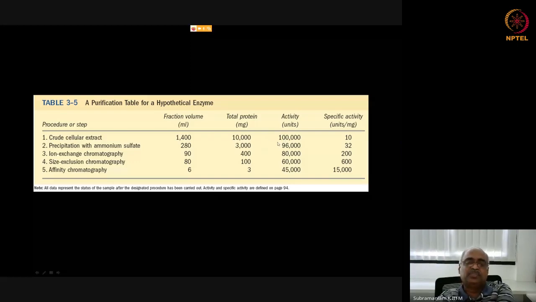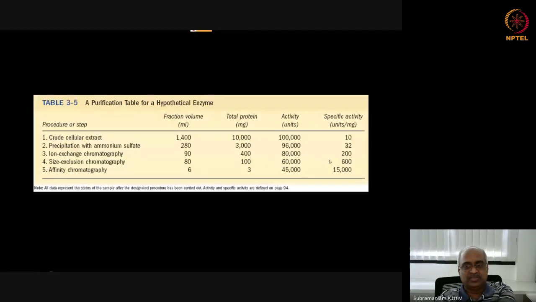So what will happen? This 100,000 would have come from the 10 milligrams. So 100,000 divided by 10, the specific activity will be 10,000. So it would have increased from 10 to 10,000. So that shows you, as you are going to purify, the specific activity is going to increase. So the increase in specific activity is an indication that you are actually enriching the fraction for your particular protein.